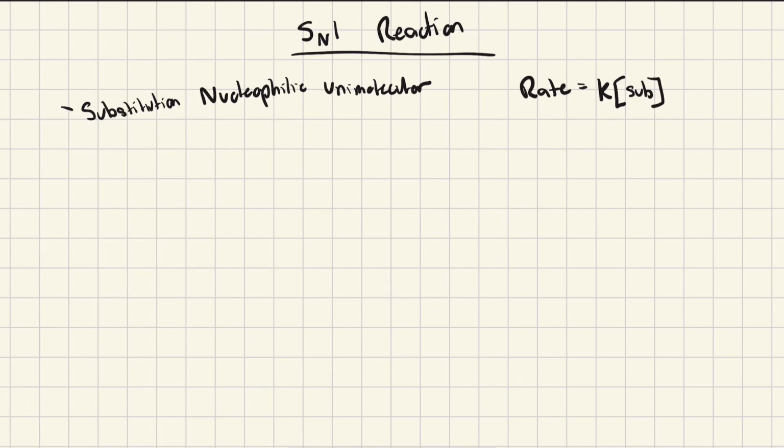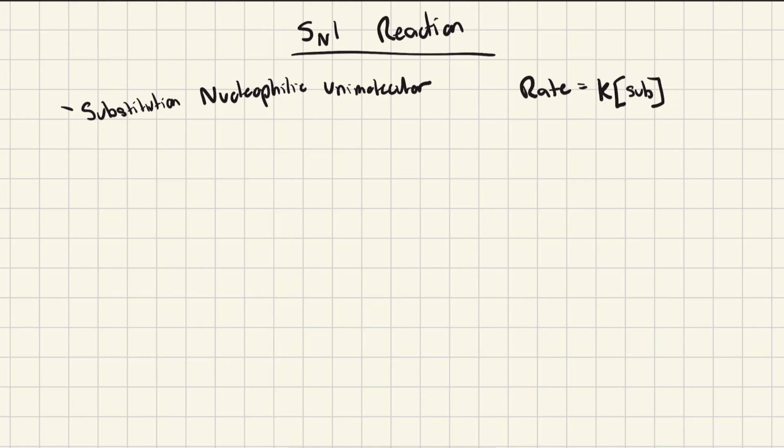In this video, we're going to look at the SN1 mechanism in organic chemistry. SN1 stands for substitution, nucleophilic, unimolecular. The substitution means that we're essentially going to replace our leaving group with our nucleophile. Nucleophilic means that we're going to have a nucleophile attack. Unimolecular just means we need one molecule to get this reaction started.